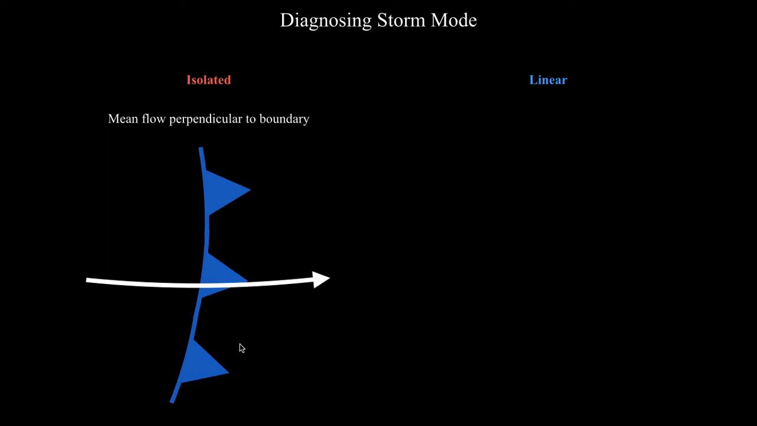This is not going to guarantee isolated thunderstorms, because if your vertical motions are too strong, yes, you're going to have this flow that's perpendicular to the boundary, but you're going to have too many thunderstorms going up, and they might start interfering with each other, and at some point they're probably just going to all merge into a massive line anyway. So just having mean flow perpendicular to the boundary is not going to guarantee isolated thunderstorms, but if you want isolated thunderstorms, this is one of the things that you want to see in the atmosphere.